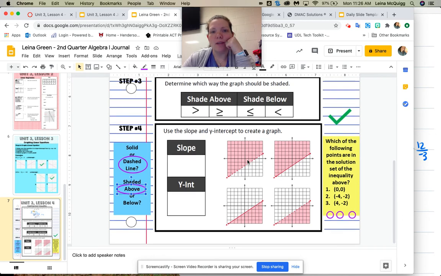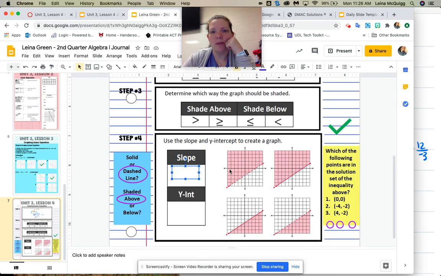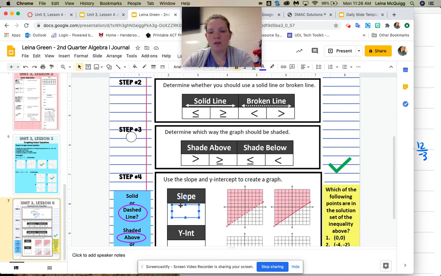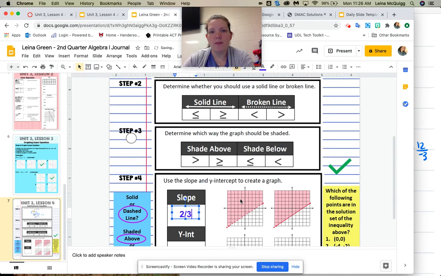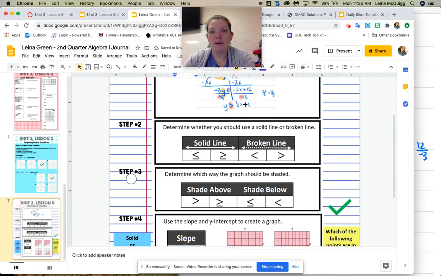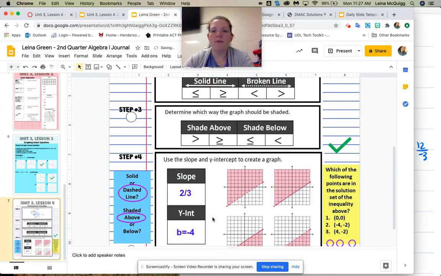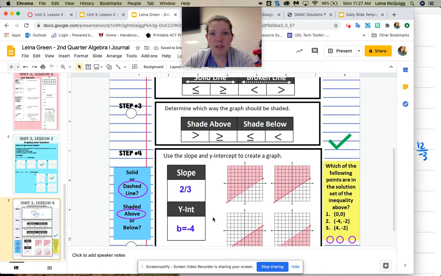But I want to double check and make sure I'm right. So I want my slope. Well, I've solved for y. M is my slope. That's the number right in front of x. So that means my slope is 2/3. So I can type in 2-3. My y-intercept is my b, and on my inequality, that is -4. So I'm going to say b equals -4. I'm sorry, my y-intercept is -4. So on my graph, I should cross at -4.